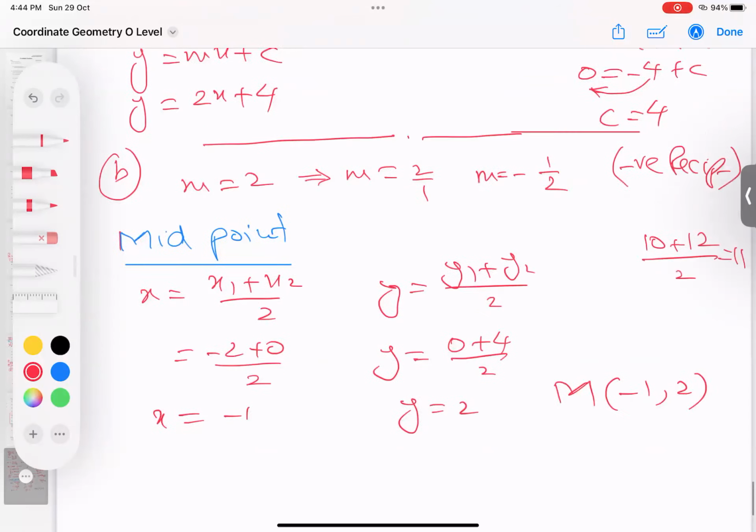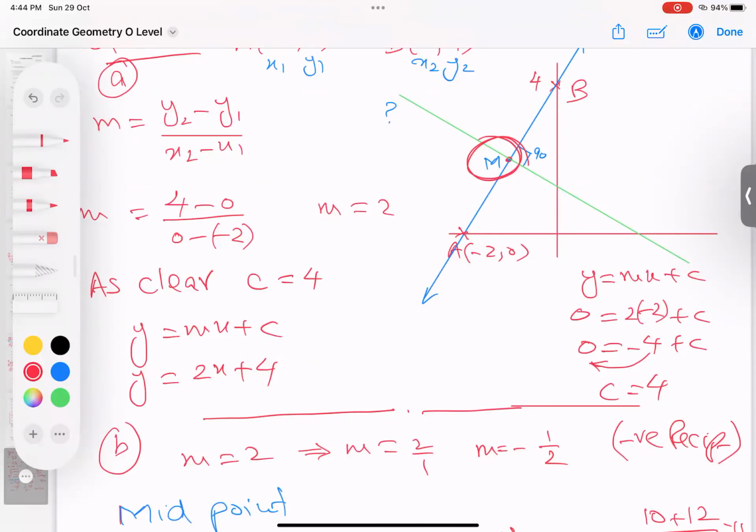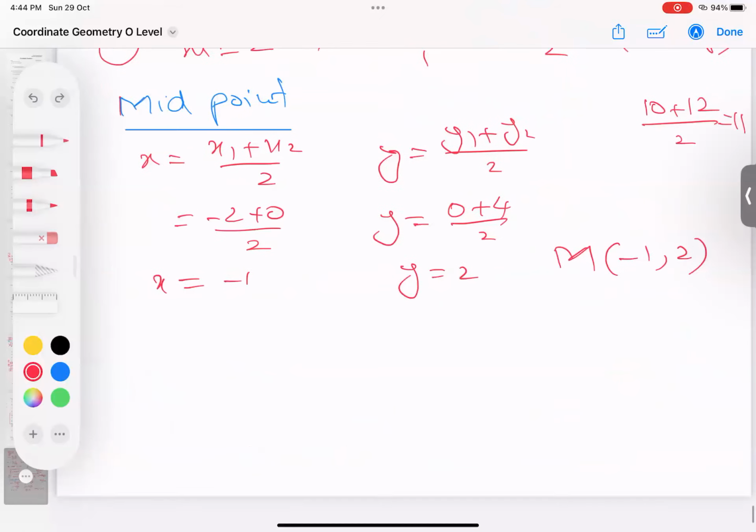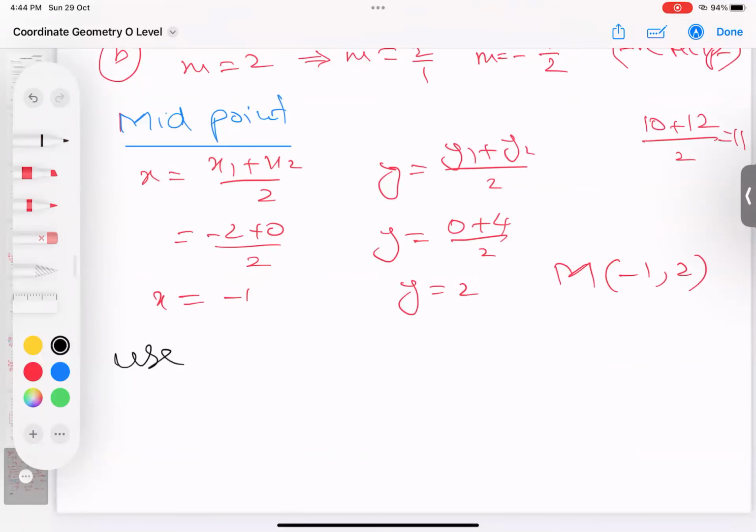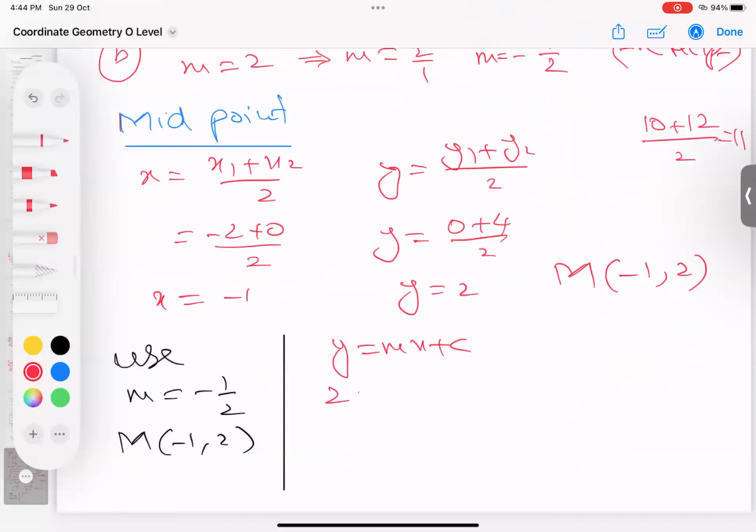But is the game over? No. I will use the midpoint M and this green line gradient, which is here. So let's start. Use m equals negative half and use the midpoint coordinate (-1, 2). The formula is y equals mx plus c. c is missing now. y is 2, x is minus 1, m is negative half.